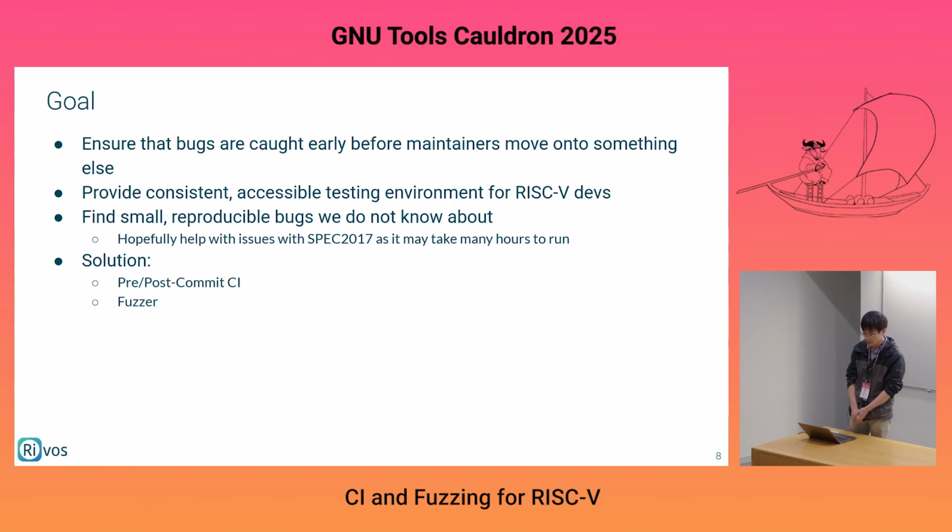Additionally, we wanted to find some small reproducible bugs that we might not necessarily know about, and hopefully by having these smaller bugs, it could potentially help with our problems with SPEC 2017. Because the problem with the SPEC 2017 bugs is that it could take a significantly long time to even run. And as a result, if we were able to find a smaller reproducer that we could iterate faster on, it would help tremendously. And so this led us to the development and creation of the pre-post commit CI and also to the fuzzer.